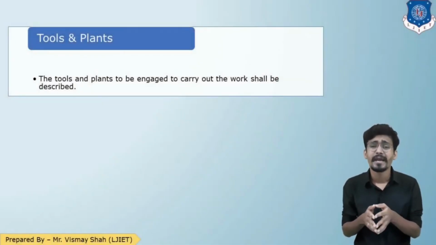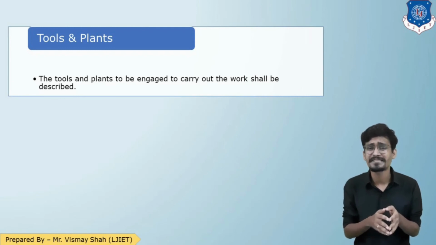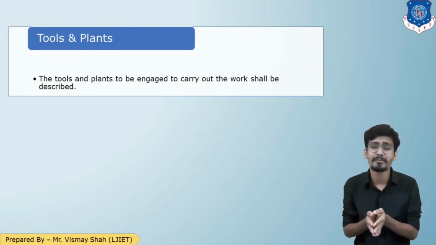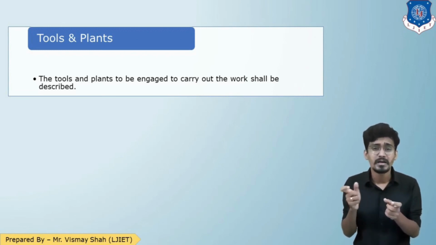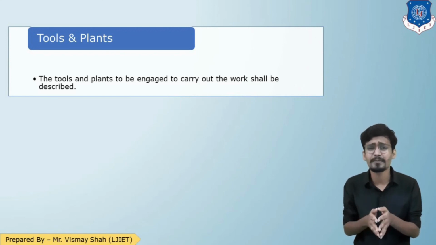The last is tools and plants. In the specification, you must specify if there is any special requirement from the client's end, so that the client can make that equipment available by the start of that work. So you must specify that a particular work should be carried out by a particular equipment. These are the principles of writing specifications. I hope we are clear about it, and you need to keep those in mind while you are in the practical field or at the site.